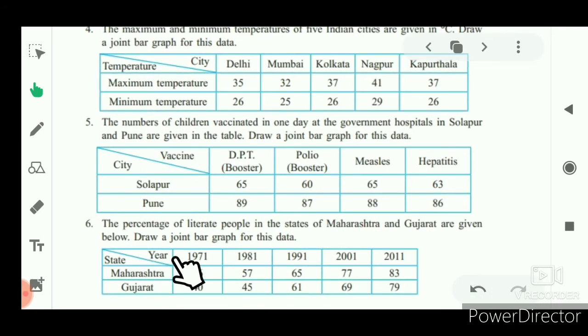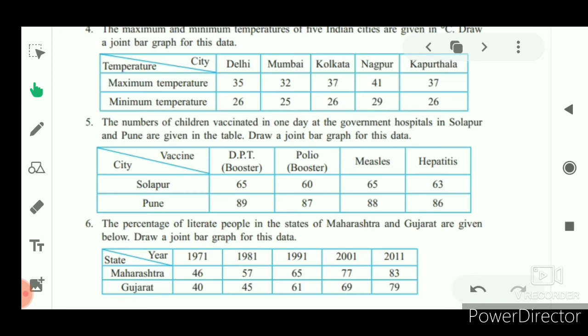These are the years. In 1971, the percentage of literate people was 46. In 1981, the percentage of literacy was 57. In 1991, the percentage was 65. In 2001, the percentage of literate people in Maharashtra was 77. In 2011, the percentage was 83. And likewise, for the state of Gujarat, the percentage was 14 in 1971, 45 for 1981, then 61, 69, 79. We have to make the joint bar graph.